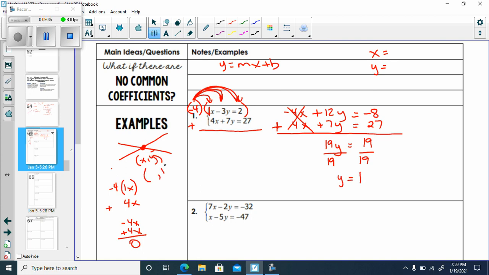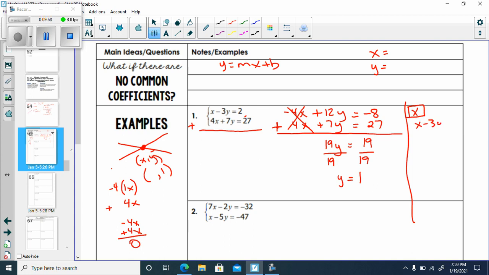Our y is 1. We need to find x, don't we? You can plug it into either one of these equations. It does not matter which one. Okay? I'll plug it into the top one because I've got y. I'm looking for x.